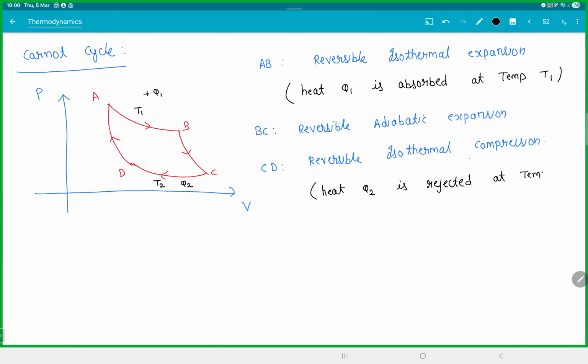at temperature T2. I'll show you how the net diagram will look. D to A is a reversible adiabatic process. So in this entire cycle, one time you take heat, one time you reject heat, and the other two times you don't take any heat. You just do work.